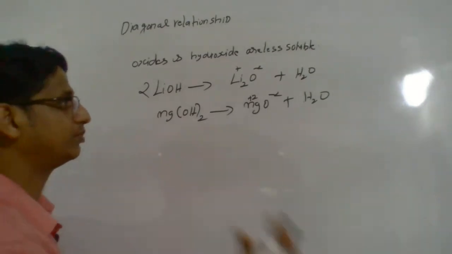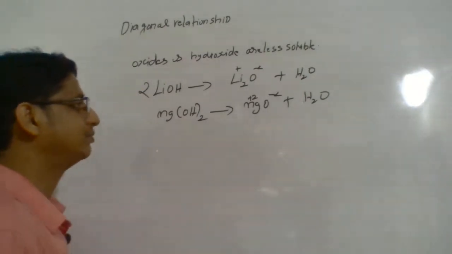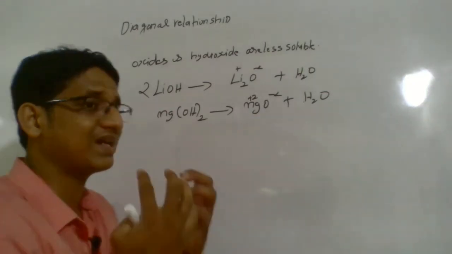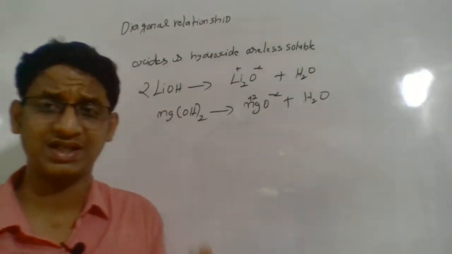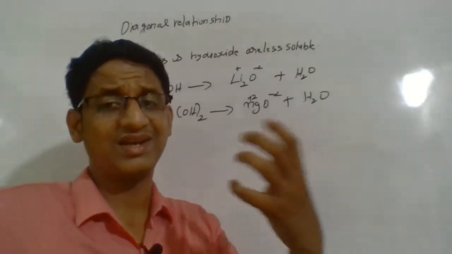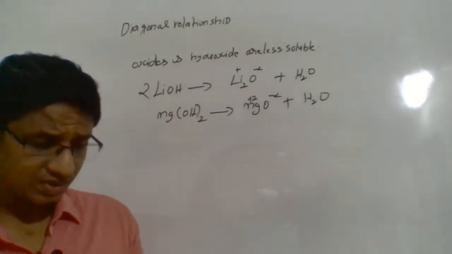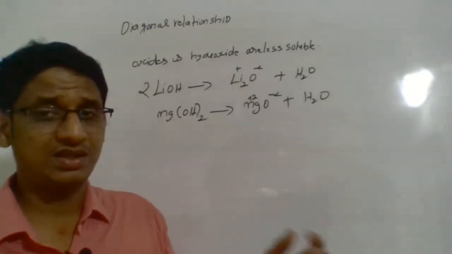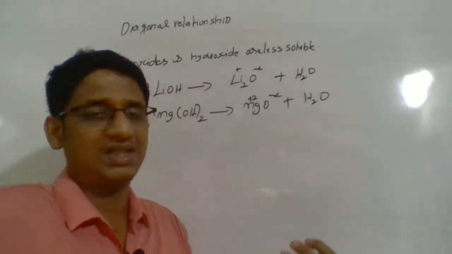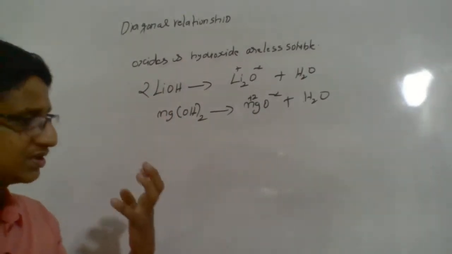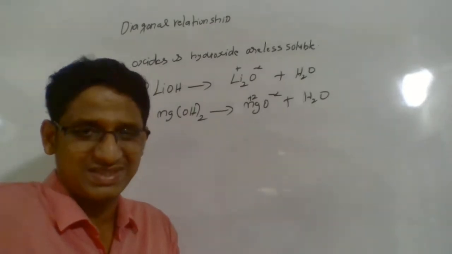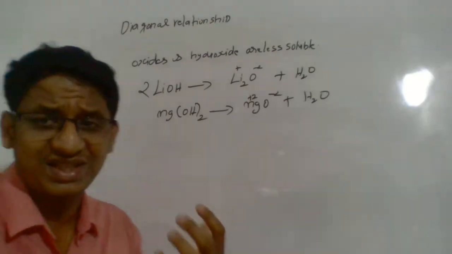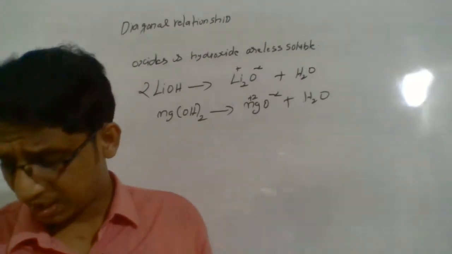Lithium hydroxide decomposes to give lithium oxide and water, and magnesium hydroxide decomposes to give magnesium oxide and water. So the point is both are less soluble in water. We know alkali metal hydroxides are very good alkalis, strong alkalis, highly basic in nature. That's the one dissimilarity we will see, because lithium hydroxide and magnesium hydroxide are comparatively less basic. Their oxides and hydroxides are less soluble in water, whereas others are highly soluble.